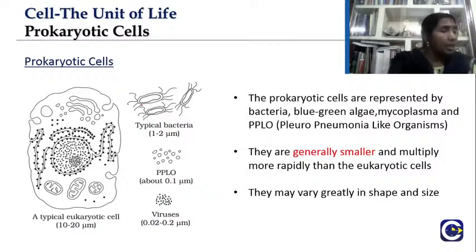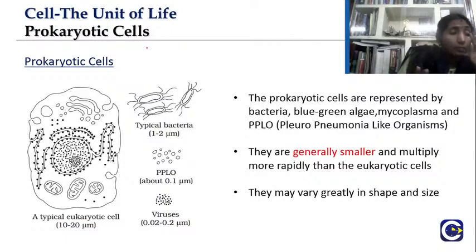Okay, let me start with today's topic, the prokaryotic cells. So when I talk about the kingdom of prokaryotes, I usually start with the Monera. Here the prokaryotic cells are represented by bacteria, the blue-green algae, mycoplasma and PPLO. See, they are very small. Mostly we say that the average size of a bacterial cell is around 2 micrometer, and they are generally smaller.